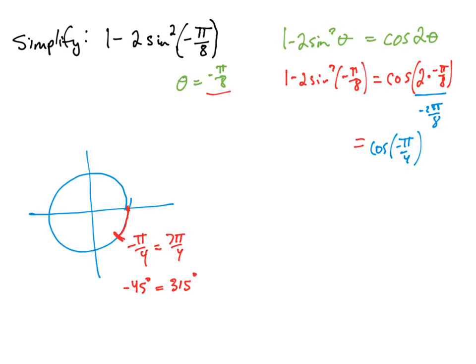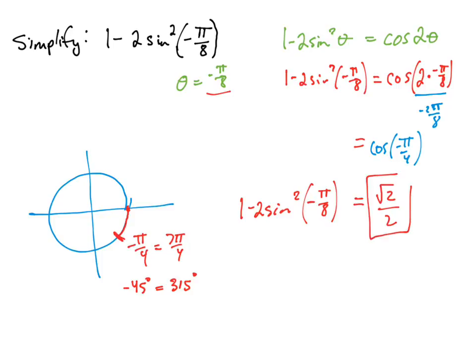What is the cosine value at this position? Well, cosine is going to be positive there, and it's going to be root 2 over 2. So what we would ultimately say is 1 minus 2 sine squared of negative pi over 8 is equal to positive root 2 over 2.